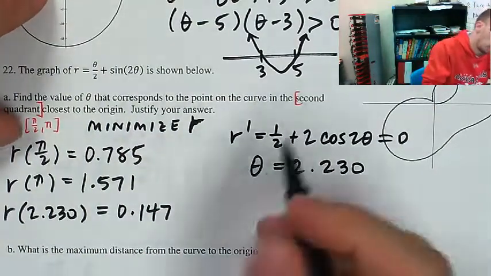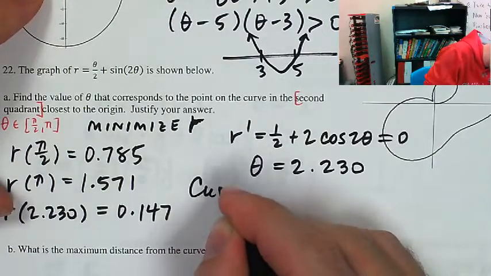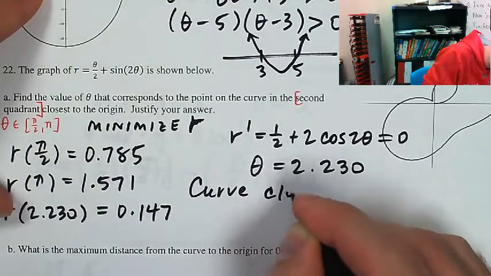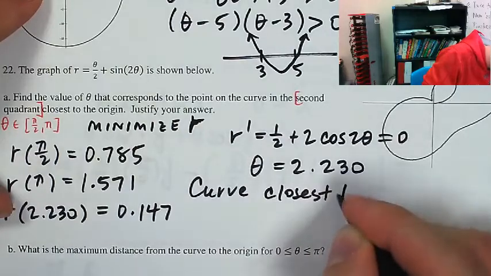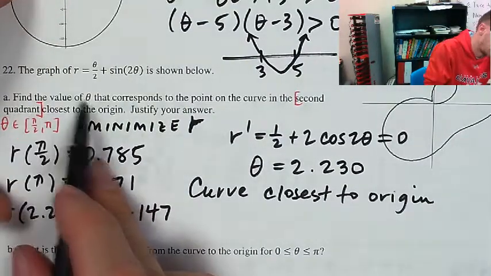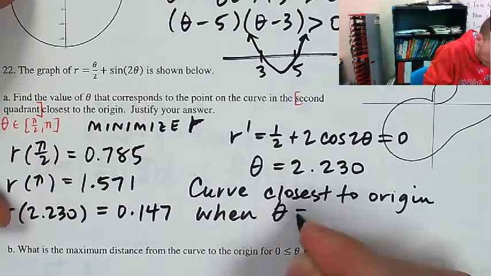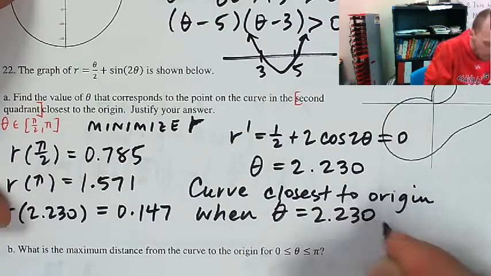Okay. And so I'm going to be explicit about my conclusion. Okay, it asks for the value of theta. So I'm going to say when theta equals 2.230.